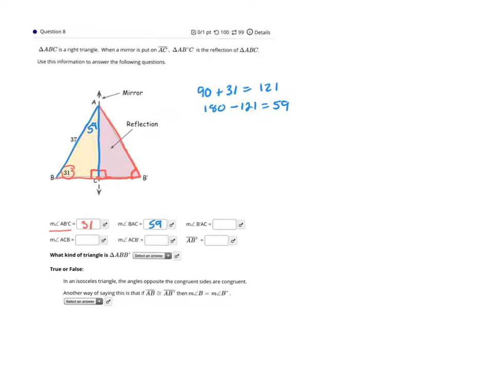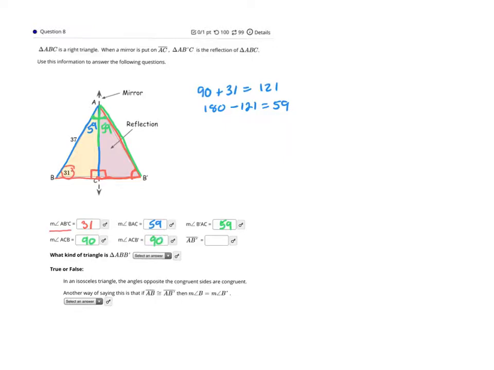Now, angle B'AC. Well, B'AC is this angle here. Again, that's just a reflection of this angle. So these two angles up here are reflections of one another, so this is also 59 degrees. Next, we want to find ACB. Well, we already know that's 90. We already figured that out. And ACB' is also 90 degrees.